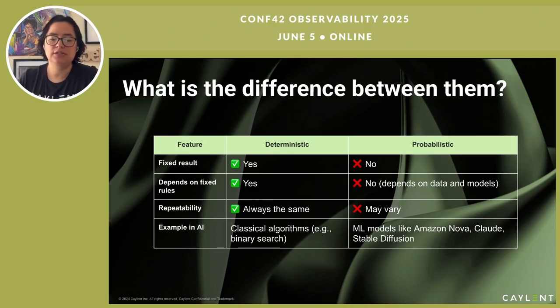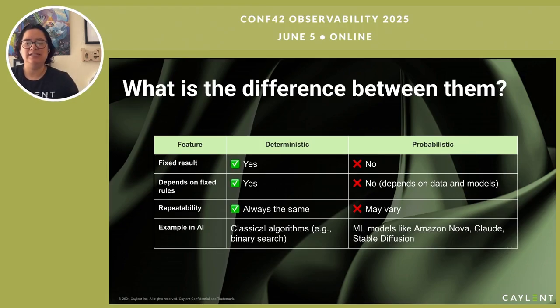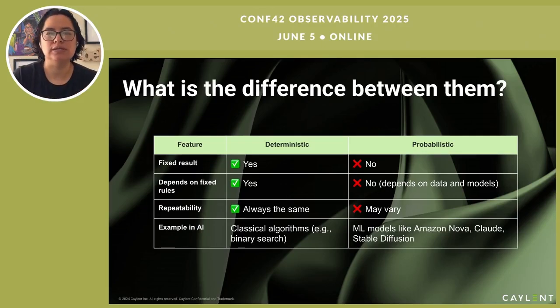An example of this could be a binary search and all the kind of applications that are already out there, right? But this is probabilistic, I don't have a fixed result. I don't have the same rules all the time. It depends not only on the outcome that I want, but on the model that I use, because each model is trained with different data. So the output they provide is different.